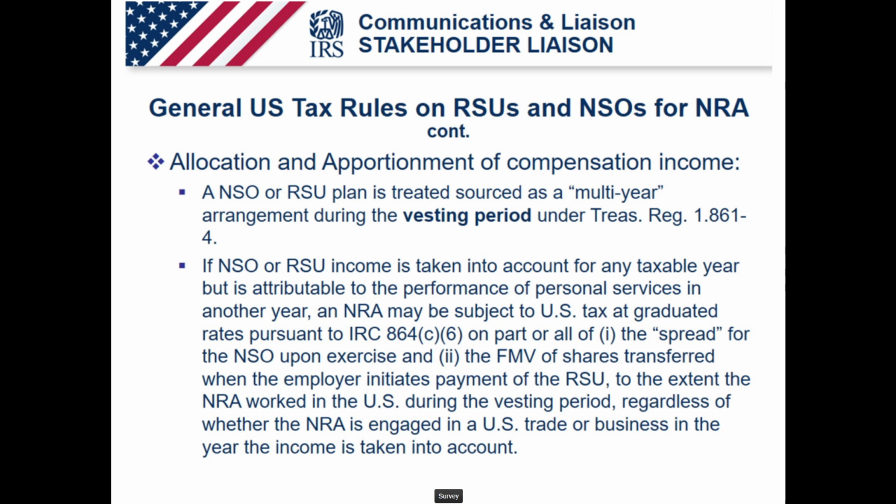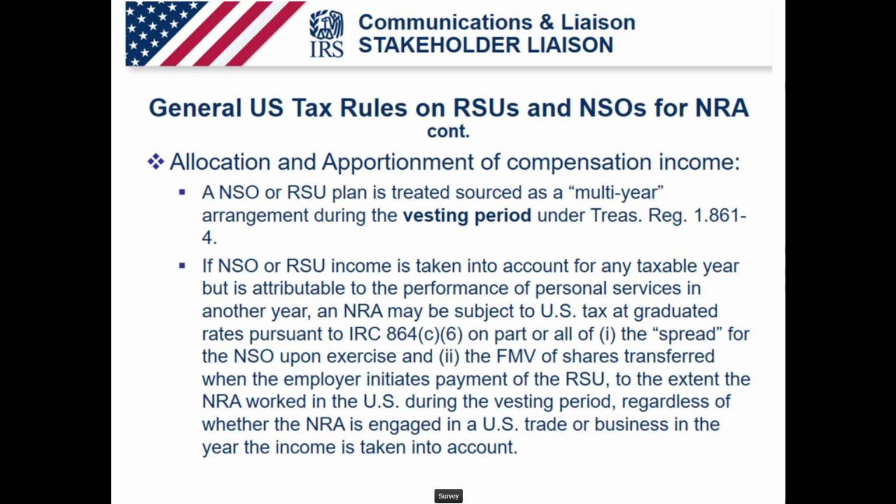And this is due to several factors, including one, usually several years elapse between the grant date of the option and the vesting date of the option. Two, additional time may occur between the vesting date and the actual exercise date of the option. Three, during the time period between the grant date and the vesting date, a non-resident alien employee may work for the employer only in the United States, only outside of the United States, or both in and outside of the United States. And finally, fourth, after the vesting date, the employee may or may not remain an employee of the employer that granted the actual option.